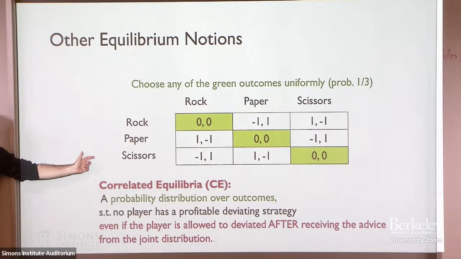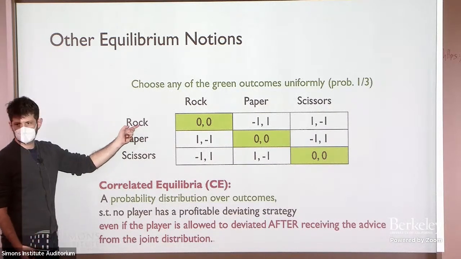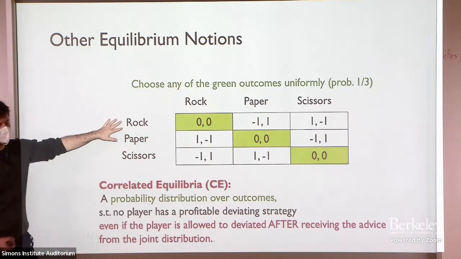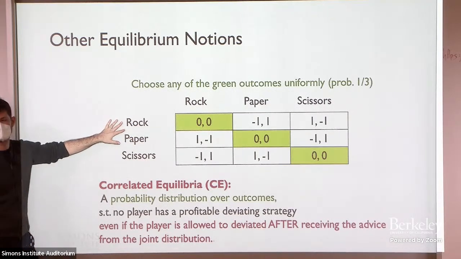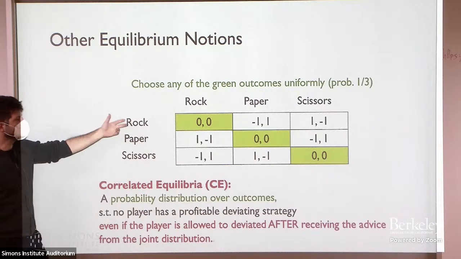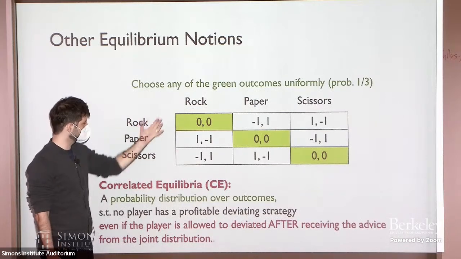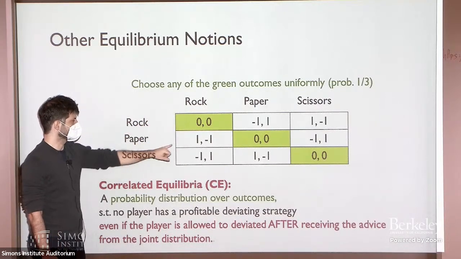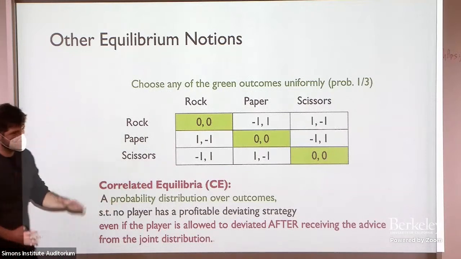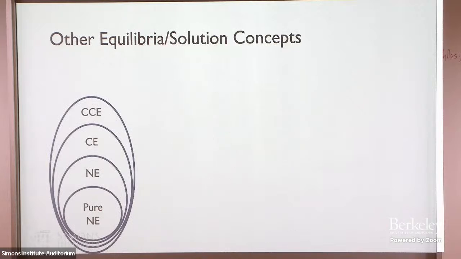No. Okay, correct. Why? Because suppose I received the advice, let's say, to play rock by the distribution. Well, now I can condition on this information. I know that my opponent plays rock with probability 1, but if my opponent plays rock with probability 1, then I can do much better, right? I can just play paper. So this is a case where I have something that is a coarse correlated equilibrium, but it's not a correlated equilibrium. Okay, and that's it.